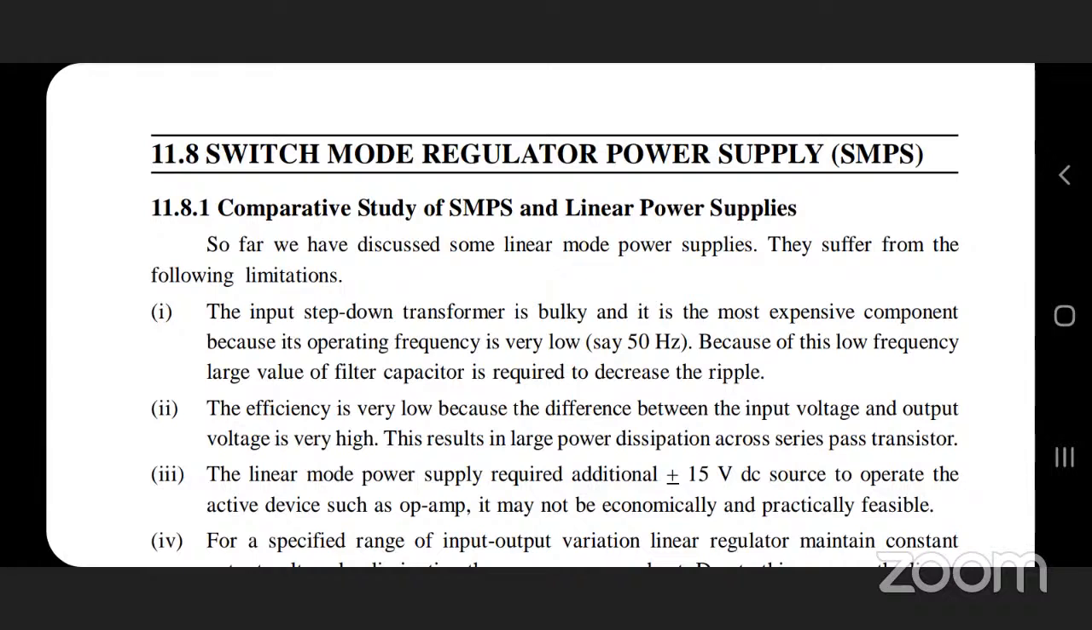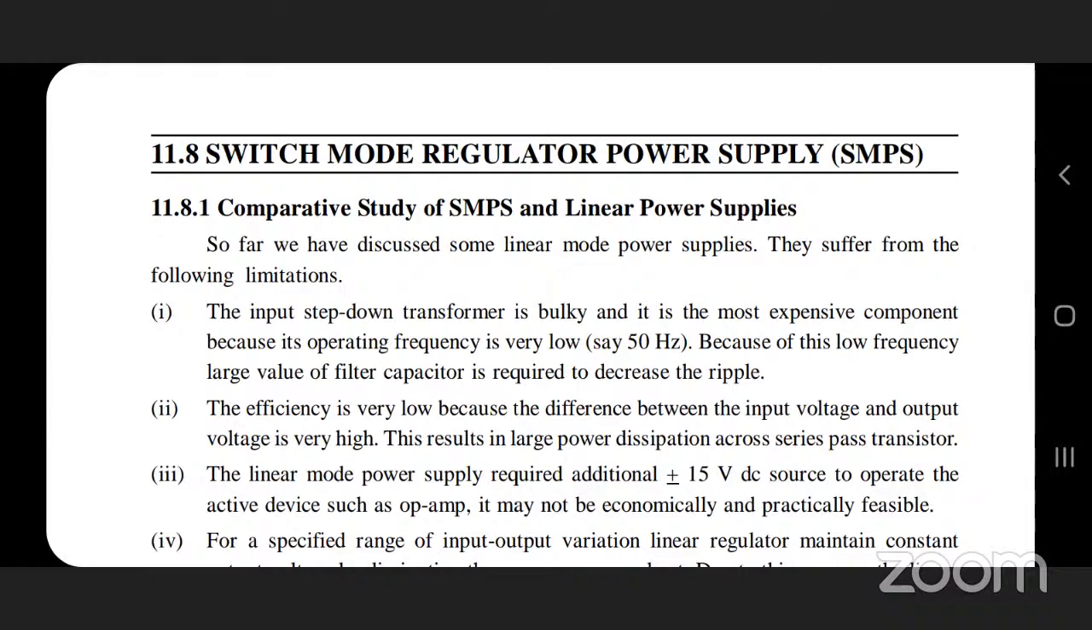Because of this low frequency, a large value of filter capacitor is required to decrease the ripples. Ripples mean the AC components present along with the DC at the output section. So those are called ripples. How to remove the ripples? A filter is needed. But in the case of a regulator power supply, filters are not supposed to be utilized. That means they are not helpful in this condition. So that's why you have to use different types of regulator power supplies.